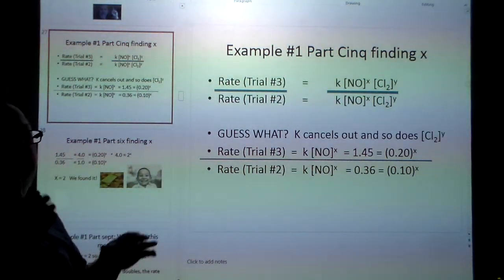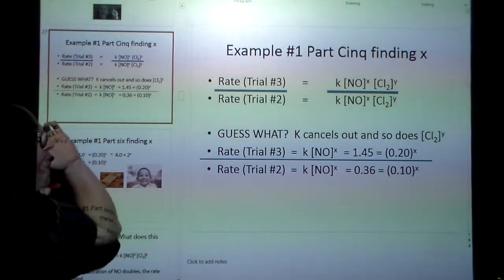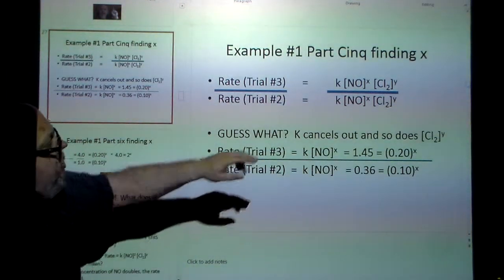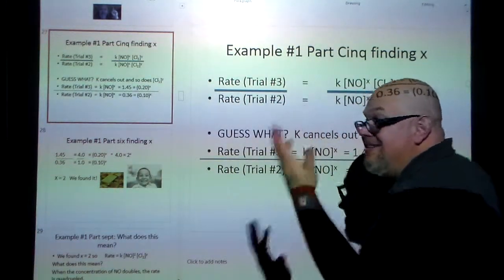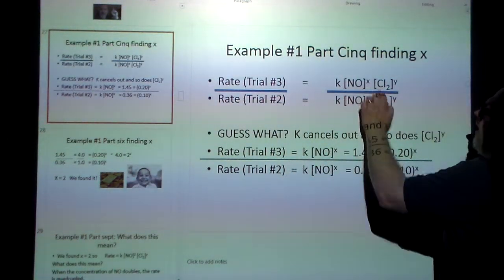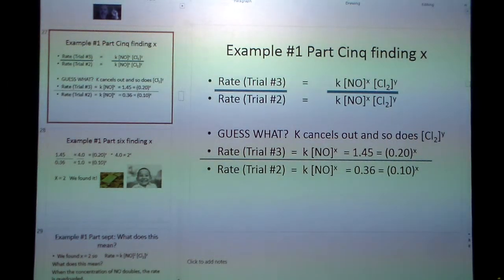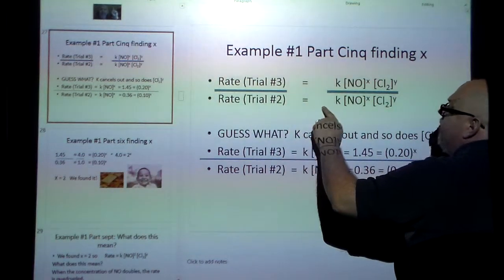Now you'd say, but wait, why trial 3 over trial 2? Because trial 3 is the bigger number. You always want to do that. And that's going to equal, according to the rate law, the proportionality constant K times the concentration of NO to the X power times the concentration of Cl2 to the Y power. And we'll do the same thing for the rate of trial number 2.